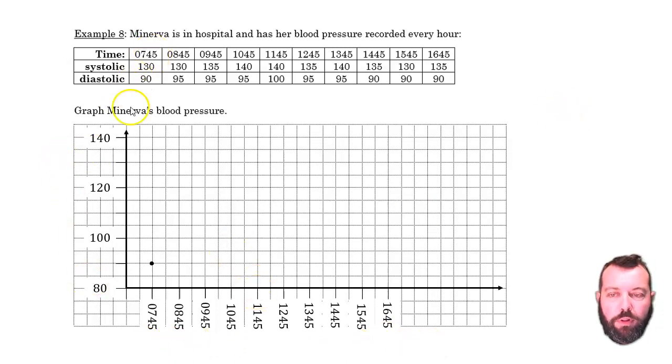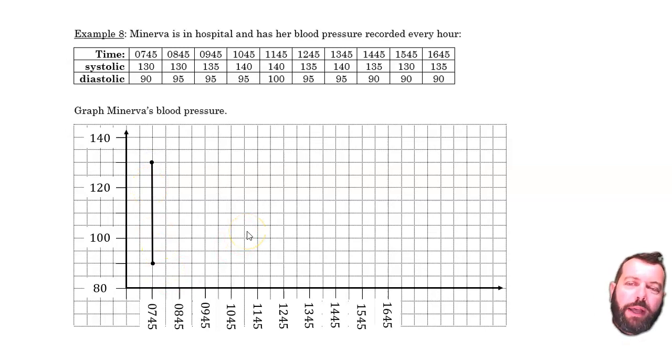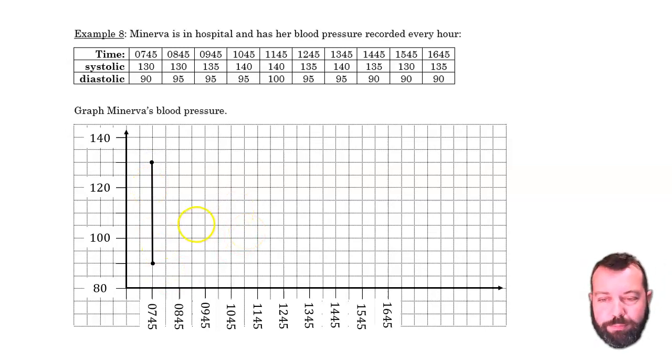So, first of all, I'm going to put a little dot here for the diastolic at 7:45. At 7:45, diastolic pressure was 90. There's a little dot there at 90. Now I want to put a little dot up here for 130 so that I can join those together. Right, there we go. And now a line joining them together. There we go. There's my first bar. How good does that look? Awesome.